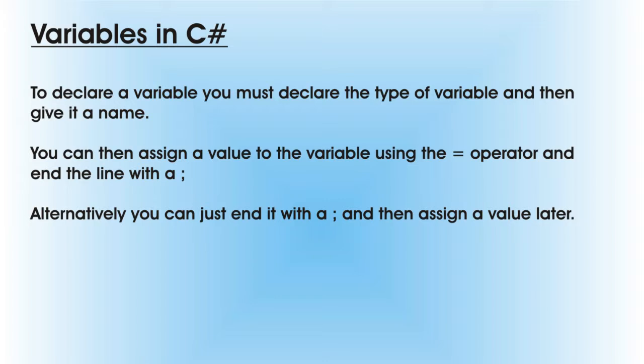To declare a variable, you must declare the type of the variable and then give it a name. So declare the type, like if it's an integer or a string, and then give it any sort of name with characters that C# accepts. And then you can either assign a value to the variable, or you can just end it with a semicolon and assign a value to the variable later.